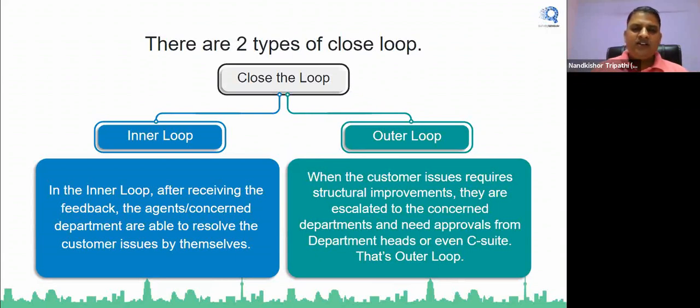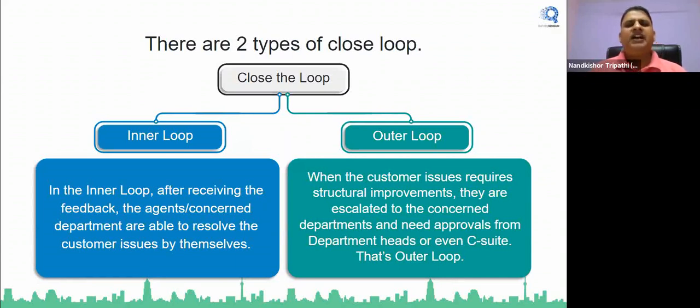Now we really need to understand the different types of closed loop. When we initially started, I just knew that, okay, customer feedback and close it, and that is done. I never knew there was an inner loop and outer loop. But when I studied further and tried to deploy this and implement it across the organization, I got to know that it cannot be as simple as that. So it's a differentiation into the inner loop and the outer loop.